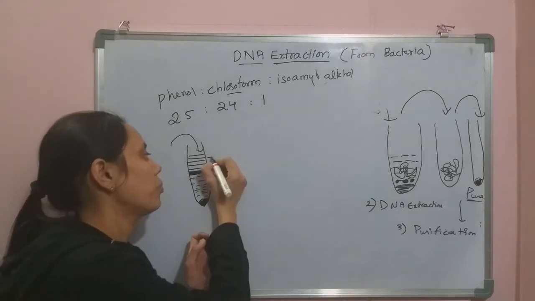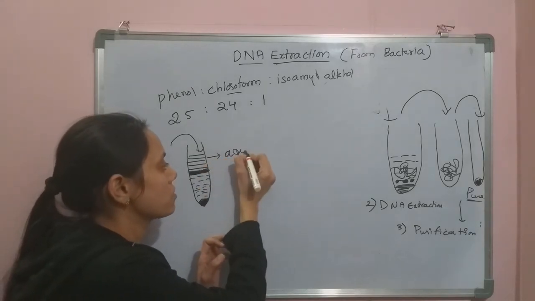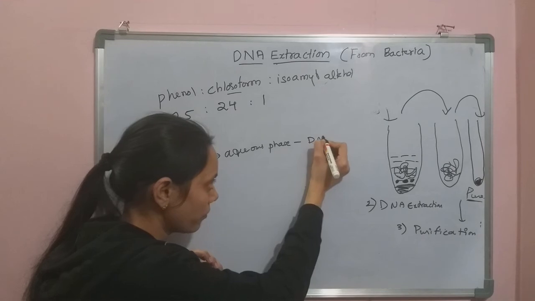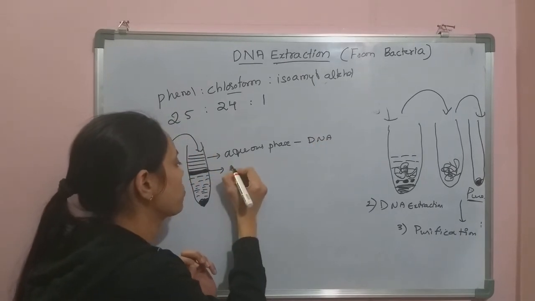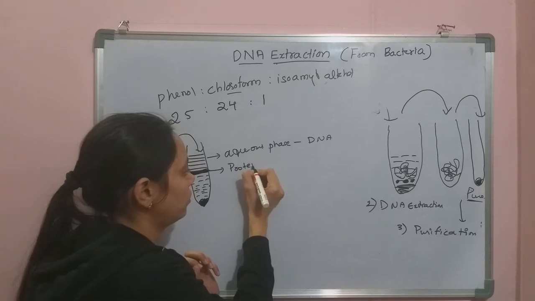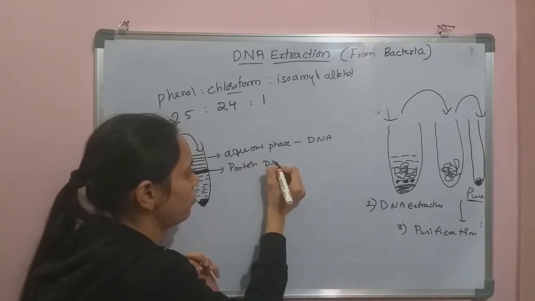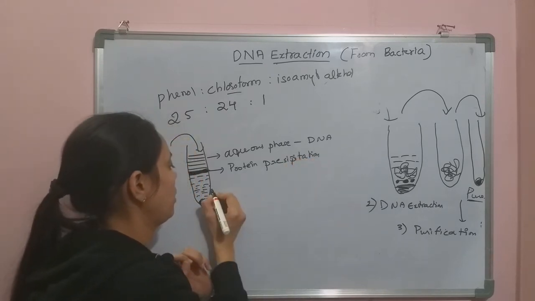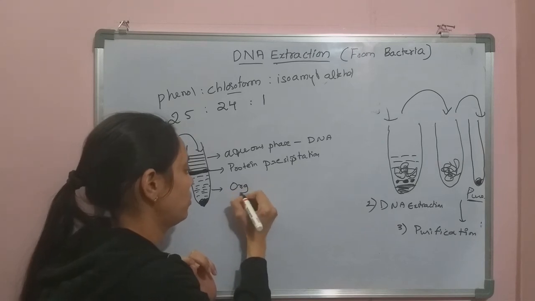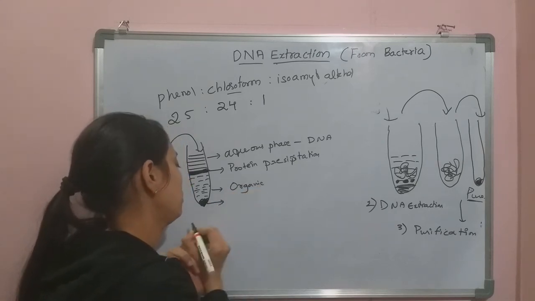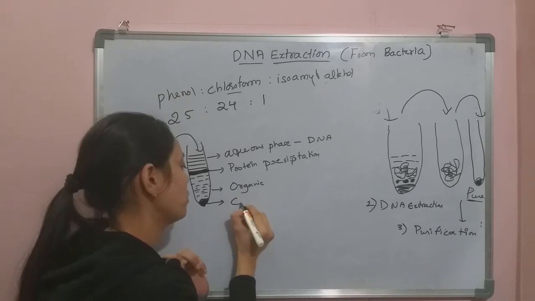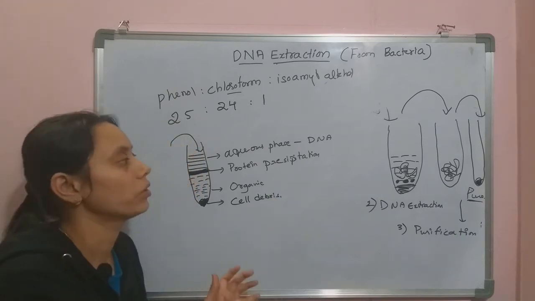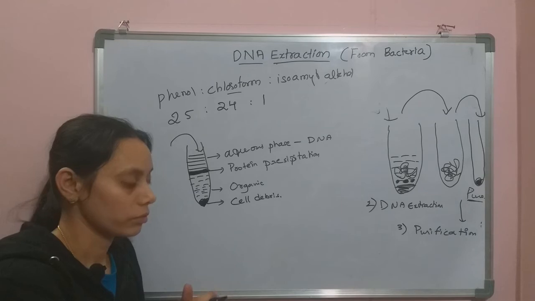phase separation. The upper part is the aqueous phase, which contains the DNA. The middle part is the protein precipitated layer, and the lower part is the organic layer, and towards the bottom we can find cell debris. So this is how the phenol chloroform treatment works.